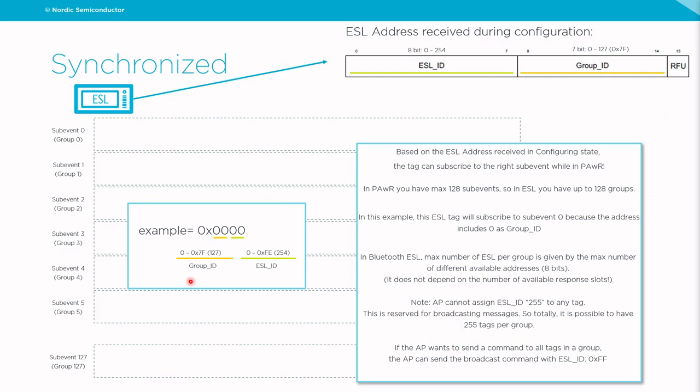Remember that there are in PAwR a maximum of 128 subevents for each PA interval. So also in the ESL standard there are a maximum of 128 groups, as you can see here.